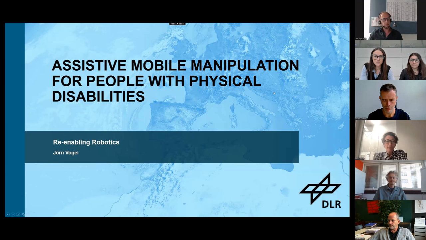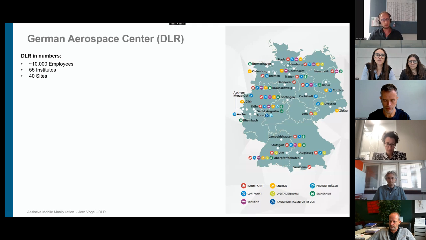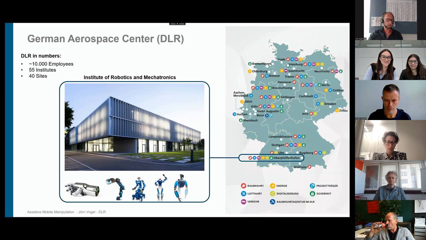As said, I will present our work on assistive mobile manipulation for people with physical disabilities. I'm Jörn Vogel from the German Aerospace Center. Let me quickly give you an introduction to the German Aerospace Center. It's a German governmental research organization with roughly 10,000 employees distributed all over Germany on multiple sites. And the Institute of Robotics and Mechatronics is in Oberpfaffenhofen, close to Munich, in the south of Germany.